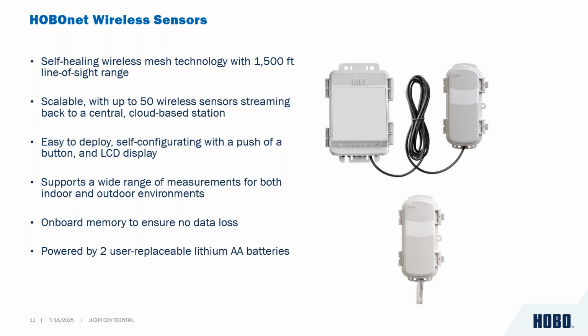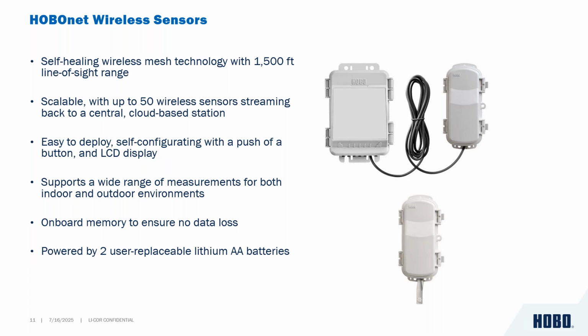For larger areas, or if you have multi-floor, multi-story data centers, I recommend going with one of our RX remote monitoring stations with our HoboNet wireless sensors. So unlike the Bluetooth data loggers, which have 100 feet line of sight range between logger and gateway, our wireless sensors utilize a 900 megahertz radio band frequency. So you'll get between 1,500 feet to 2,000 feet line of sight range from the sensor to the station itself.